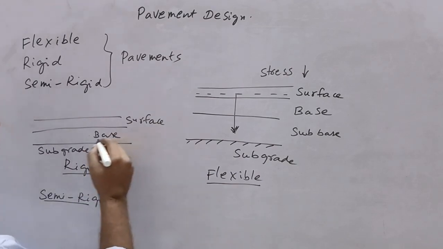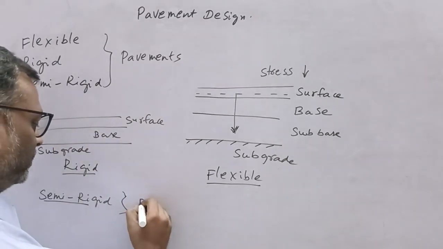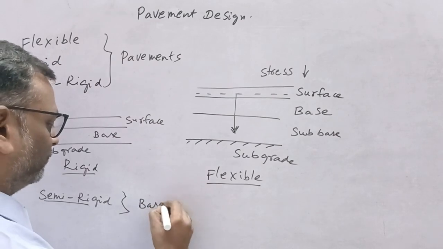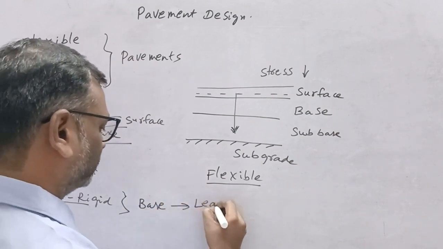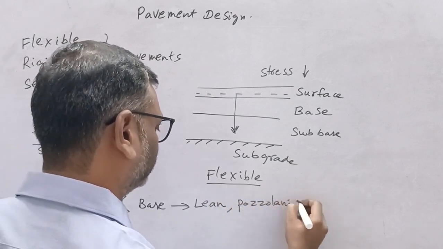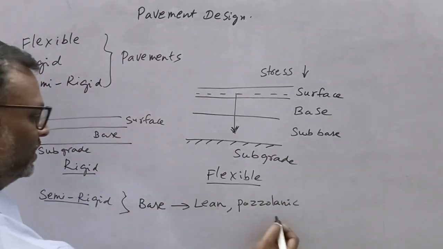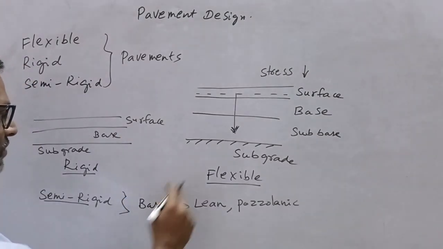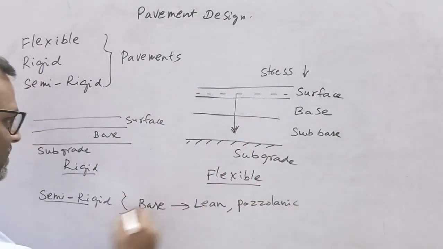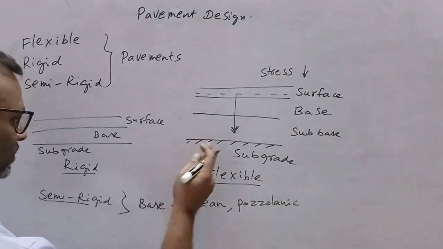Generally, if you use some lean concrete or pozzolanic concrete like that in the base of flexible pavements, then it is called semi-rigid pavement. So it is in between these two.